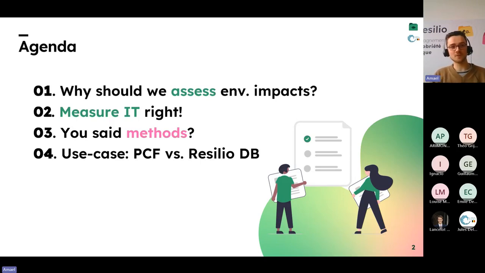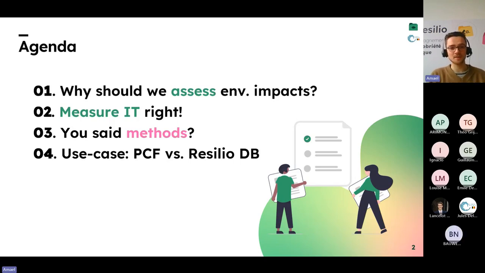So on the first part, I want to first look at why we should assess the environmental impact, because I think the goal will be the red line all around my presentation. Then how can we measure it, and what are the tricks around the methodology. And last but not least, I will go through a use case, a study that we conducted with some partners at the end of last year, that gave a white paper on product carbon footprints of manufacturer data compared to a parametric LCA and Resilio database.